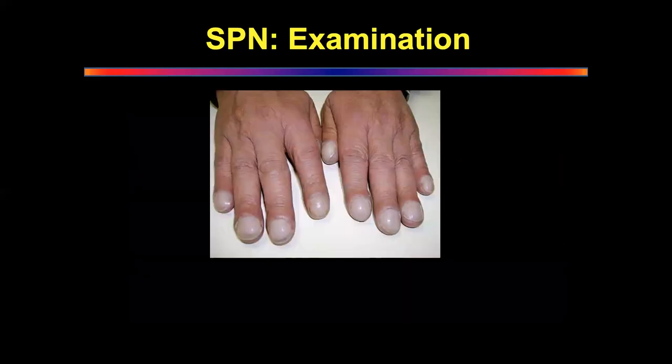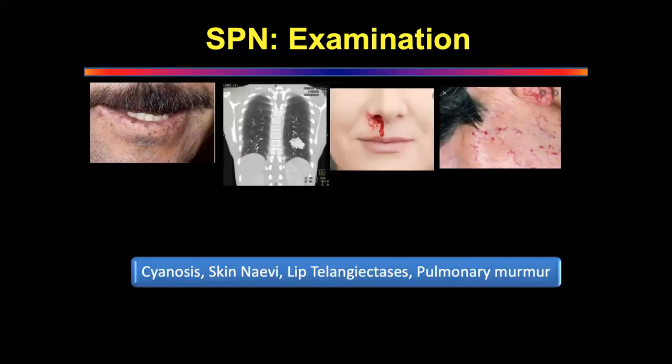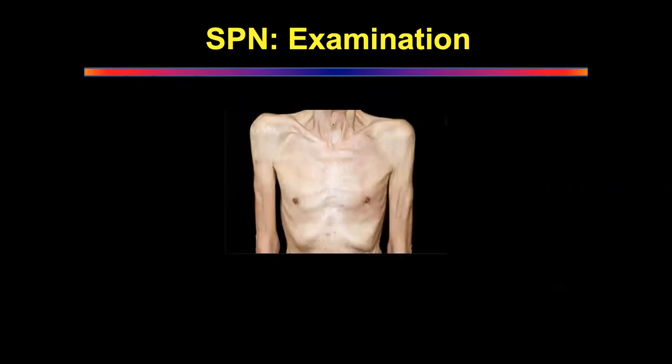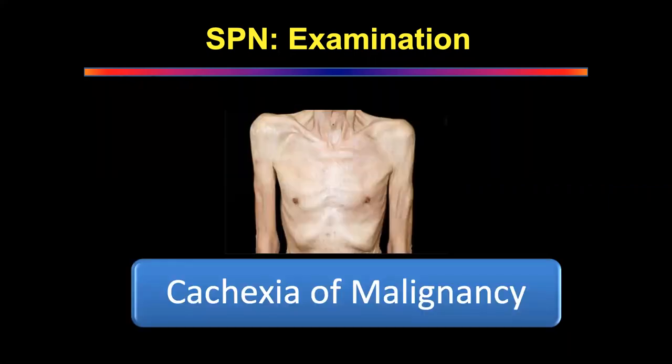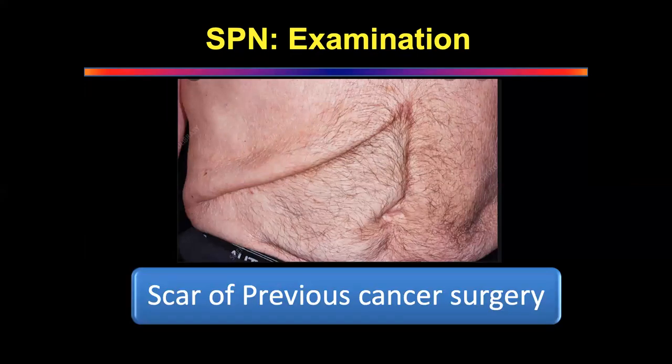Okay, so we'll just see a few examples. See, these things can happen. Then all of this that I told you: cyanosis, telangiectasia, pulmonary murmur with pulmonary AVM, cachexia of secondary malignancy. And most important, this is the one I was looking for. Okay, now somebody, Simran, this guy whom Nikhil saw in the clinic, you were examining and you saw this. Please explain this to me.